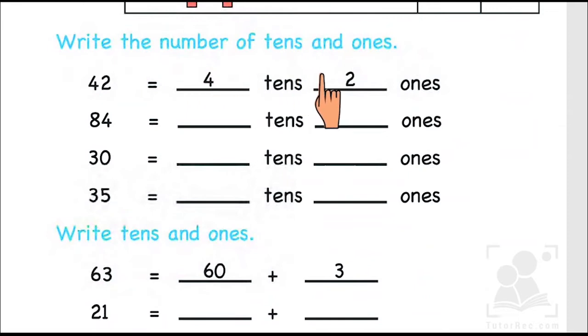Write the number of tens and ones. Here you have to break it on your own. First one has been done for you. 42 equals 4 tens and 2 ones. So 84 equals 8 tens and 4 ones. Similarly, we have 30. It means 3 tens and 0 ones. Then we have 35. It means 3 tens and 5 ones.